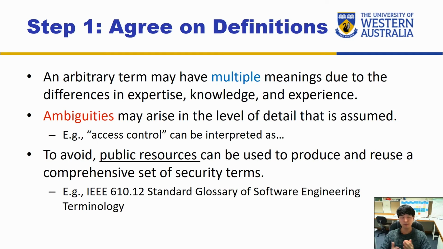So we need to get rid of these ambiguities first of all, especially those common words that people may have different definitions for. So what you normally have is an agreed set, like a dictionary, that you can use, and a good place to start is to use public resources to reuse a comprehensive set of security terms. For instance, IEEE 610.12, the standard glossary of software engineering terminologies, right?